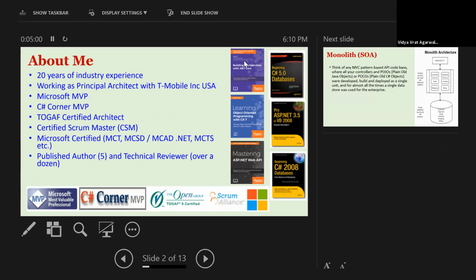There is a website, C# Corner. Many times when you do a Google search, you may run into that website without knowing what that website is. But C# Corner is a community website. I'm also an MVP over there. I'm also a TOGAF certified architect. I am a certified Scrum Master and have over a dozen certifications from Microsoft. I have authored 5 books. 3 of those are lined up here on the right-hand side with a black and yellow cover. And I have done over a dozen technical reviews. A technical review is when somebody writes and you verify that everything is right or not.